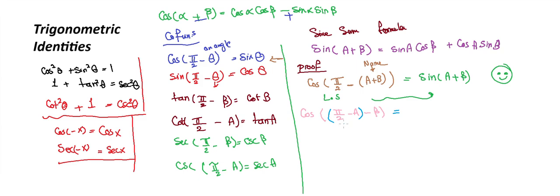So the rule says what? This is the first angle, and this is the second angle. So cosines and friends together. So it's going to be cosine pi over 2 minus A times cosine B. Am I right? Plus. Plus or minus? Plus, exact. Because here I have minus. So between them is going to be positive.